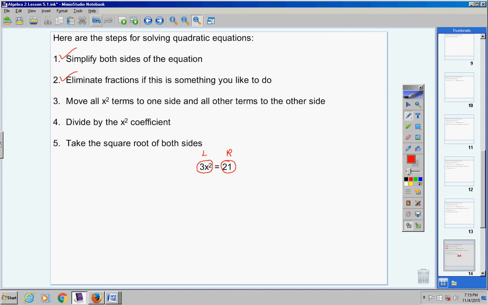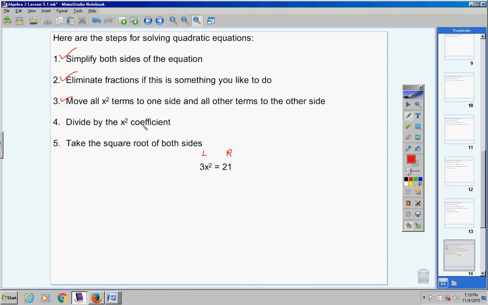All the other terms are on the other side, are they not? Sure they are. Now, Mr. Earhart, can we put the x squared terms on the right side? Sure you could. It doesn't matter. But what I want you to see is right now, all of the x squared terms are on one side, and all of the other terms are on the other side. Okay, next step.